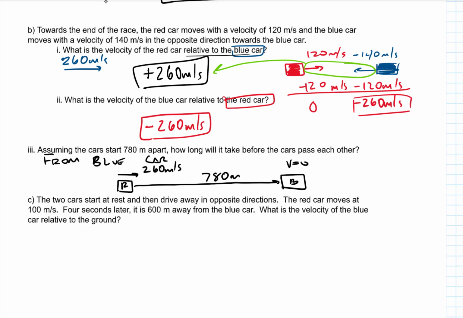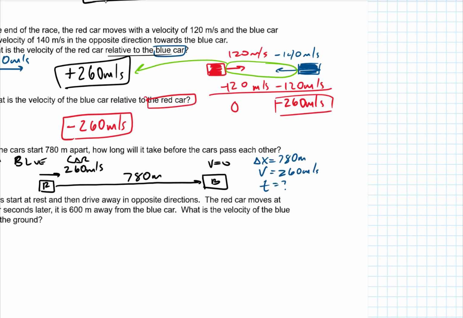So from the blue car's perspective, what he's looking at is, all right, the distance separating us is 780 meters. The velocity of the red car is 260 meters per second. And I want the time it's going to take for the red car to get here. That's the information we're going to use. It's from the blue car's perspective. You could do the same thing for the red car.